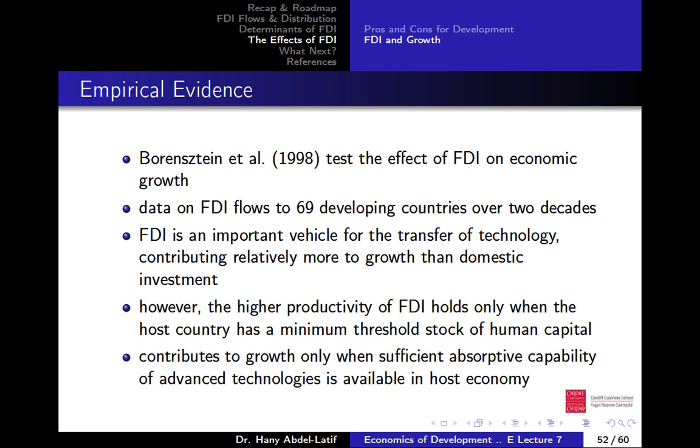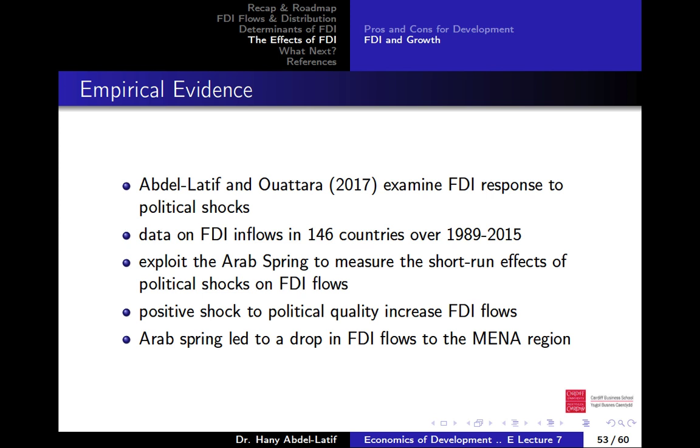So I'm just going to finish off with my paper. This paper, as I said in the beginning, or maybe I referred to this, that tensions, political risks, conflicts, all these political factors might turn FDI away from those countries. So unstable countries. FDI requires stability, some sort of stable environment to work in. So if there's conflict, tension, etc., it's less likely to be able to attract FDI. We examined the FDI response to political shocks, and what we did here, we had a data set of 146 countries over the period 1989 to 2015, and we wanted to exploit what happened in the Arab region, the Arab uprising. Well, we used to call it the Arab Spring. We're not sure today if this is spring or winter.